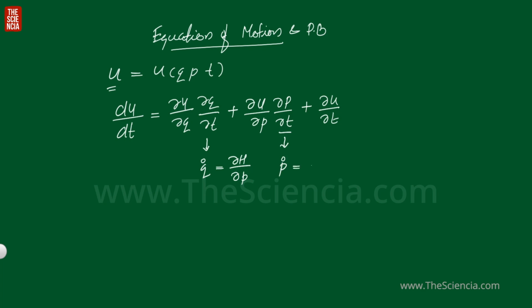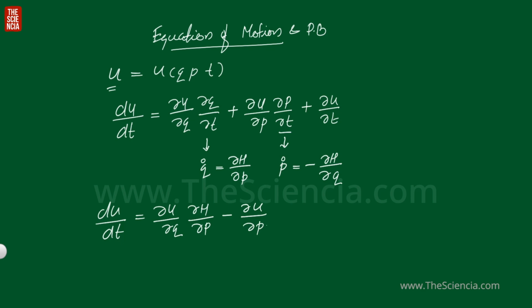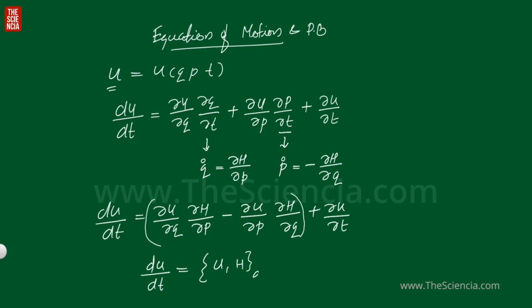And again from Hamilton's equation of motion, we know it is equal to minus ∂H/∂q. So I can rewrite this equation, that is du/dt equal to ∂u/∂q into ∂H/∂p minus ∂u/∂p into ∂H/∂q plus ∂u/∂t. Here you see we can write this term as a Poisson bracket, that is we can rewrite du/dt equal to Poisson bracket of u, H with respect to variables q, p plus ∂u/∂t.